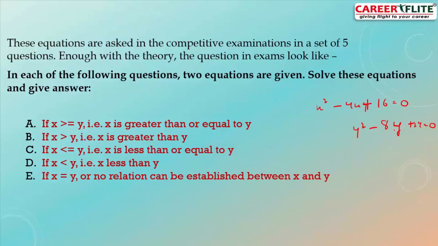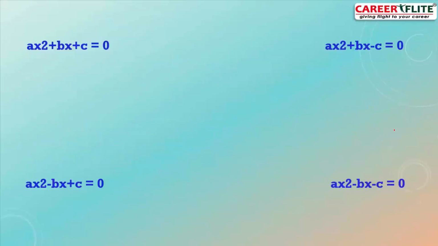So we'll see some tricks to solve this type of equation. This type of equation is very important to us. As you can see here, we have four equations placed in four different corners of the screen. This equation, this equation, this equation, and this equation. The equations are almost similar except for the sign.